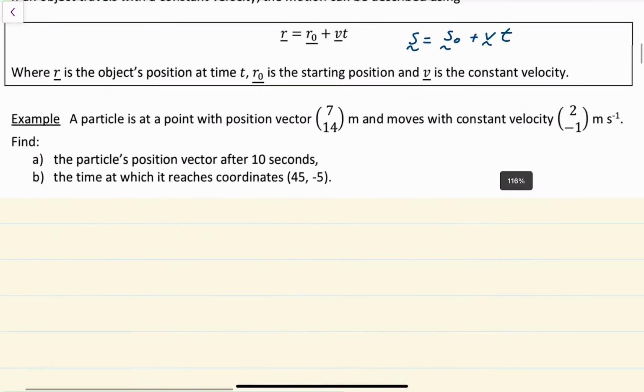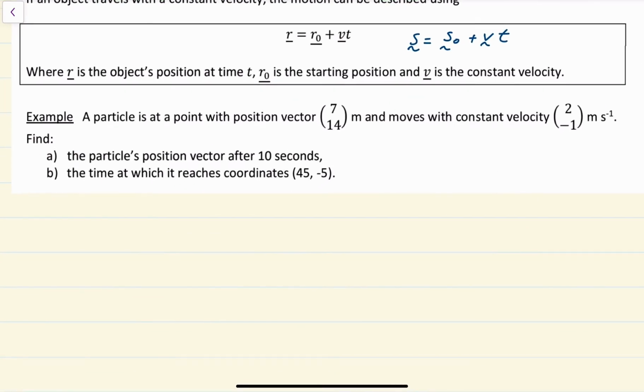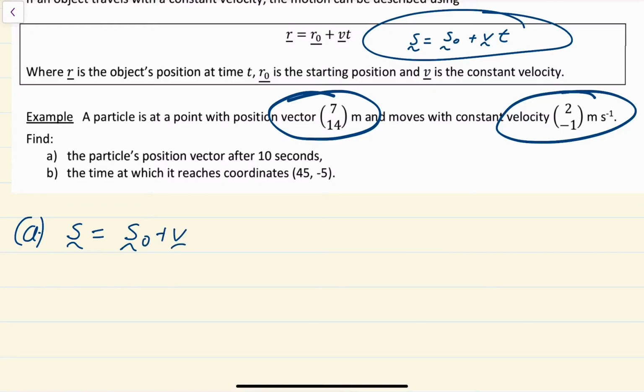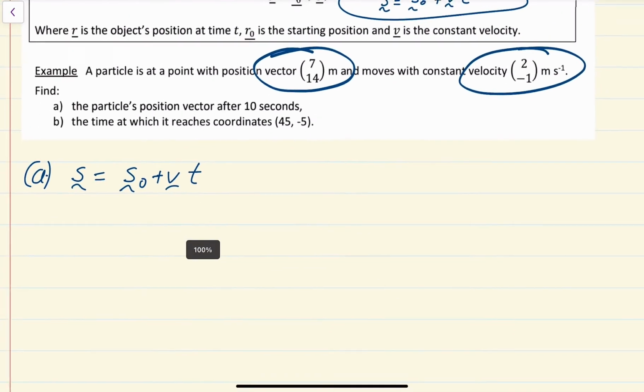So we're going to look at how we can use this in this question. It says a particle is at a point with position vector, so this is your initial, and it moves with a constant velocity of this. Find the particle's position vector after 10 seconds. So I'm going to use this formula up here. For part A, I'm going to say s is equal to s0 plus vt, and then we're going to fill this in.